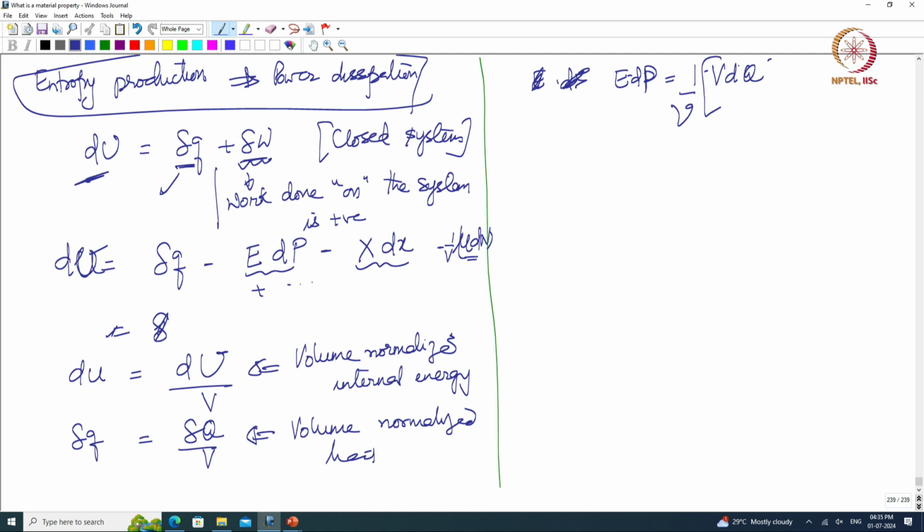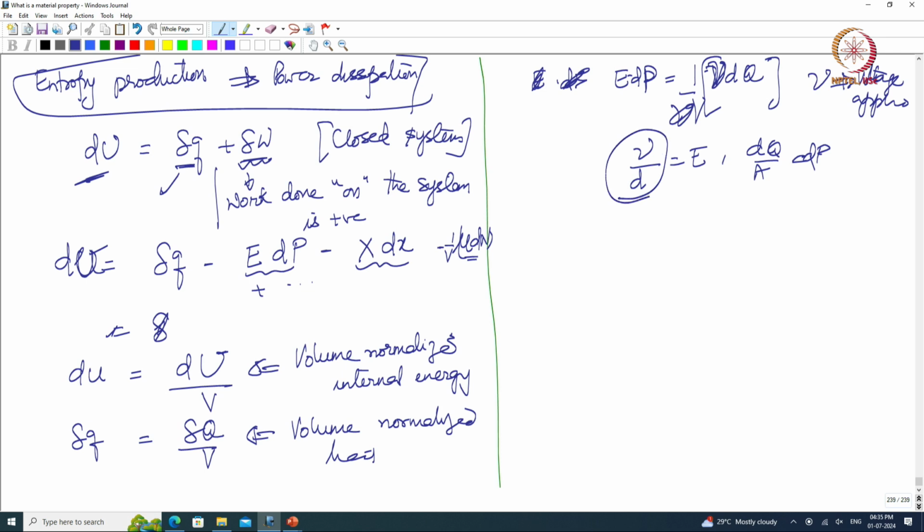So I have to be careful. I am going to write this V for voltage and this V for volume. Where V is the voltage applied, V by d is nothing but E, and dq by A is nothing but P, or dP. So when I do V dq by total volume, then I get E dP. So these are one and the same in some sense. I am doing some sort of volume normalization, dividing with respect to the volume.